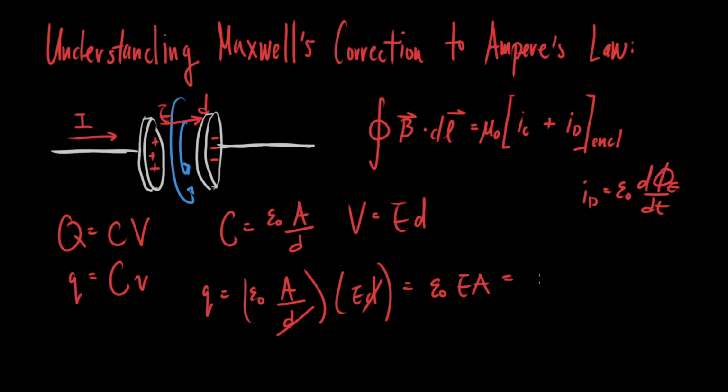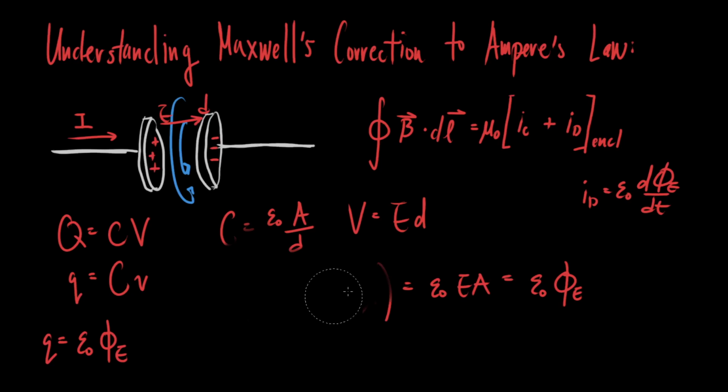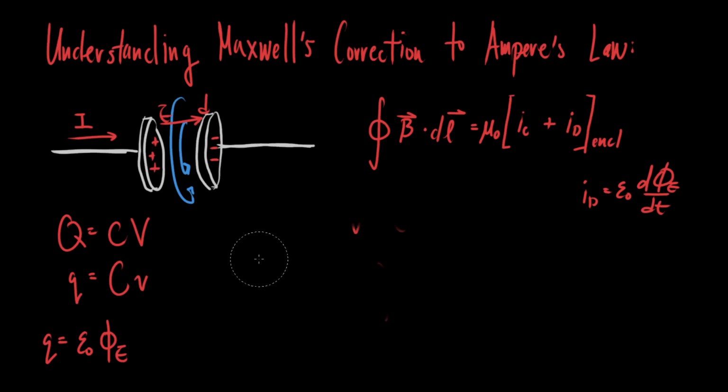We can rewrite this as epsilon naught phi sub E, electric flux. And so if you don't remember that, I encourage you to go look back on some stuff on Gauss's law. You should know by this point what electric flux is. So thus we have this new relation, which I'll write here because I'll erase this to write some more. Q is equal to epsilon naught times electric flux. So let's erase this to make some space.